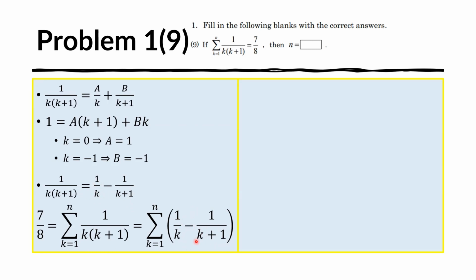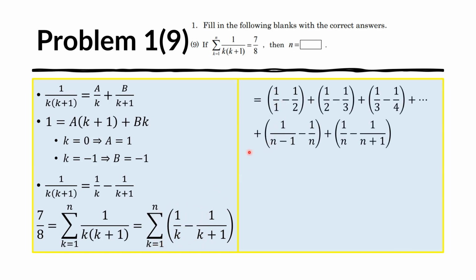And if you actually start to write down the terms in this sum, we see the following. So let's start with k equals 1. So 1 over 1 minus 1 over 1 plus 1, which is 2. Now if k equals 2, we have 1 over 2 minus 1 over 2 plus 1 equals 3, so 1/3. Now let's do 3. So 1 over 3 minus 1 over 3 plus 1, which is 1/4. So 1/3 minus 1/4. And if we do k equals n minus 1, then we have 1 over n minus 1 minus 1 over n. That's this. And k equals n would be 1 over n minus 1 over n plus 1.